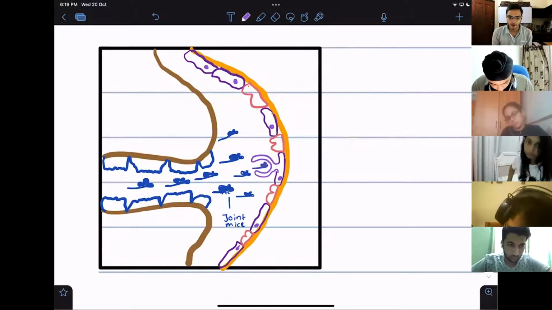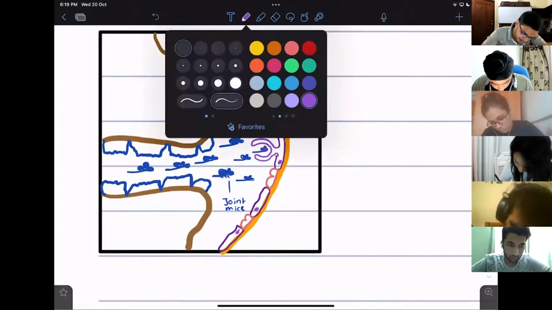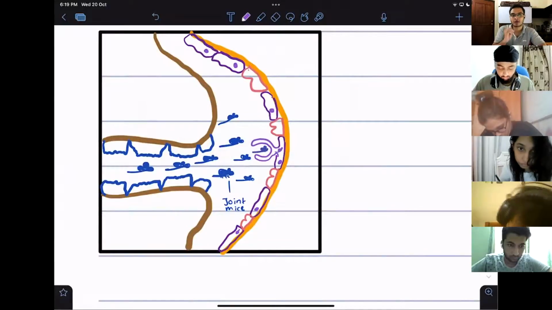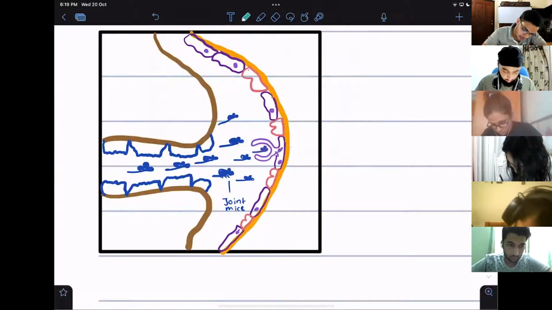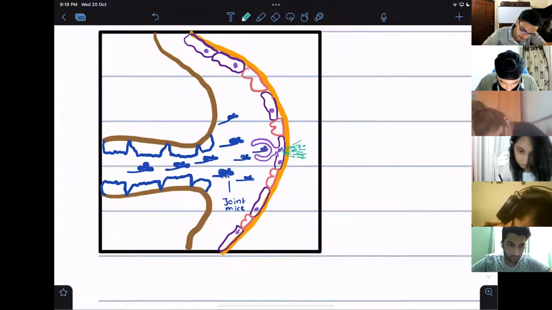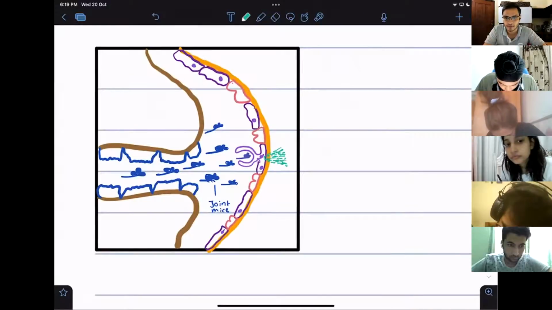What happens, guys? They engulf the joint mice, and then there are some immune mediated reactions that are going to happen. We don't need to talk about all of them. What are they going to do? They are going to release some chemotactic agents. Released into where? You all know the synovium. Is it vascular or avascular?